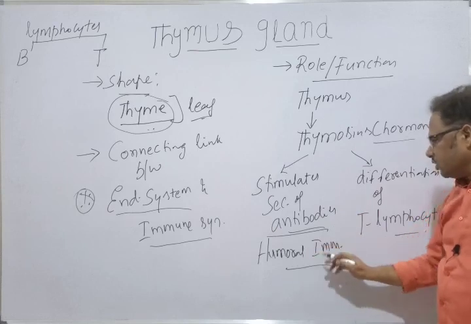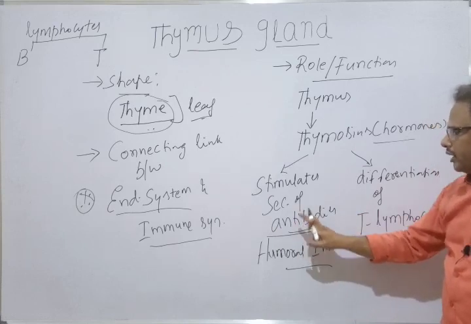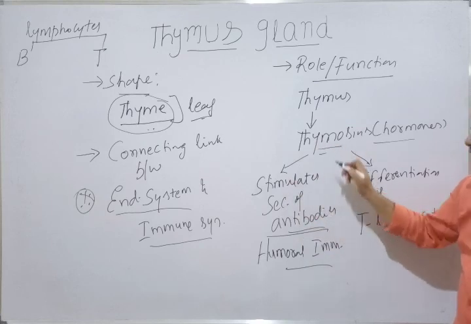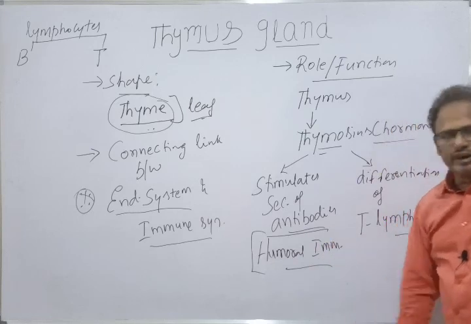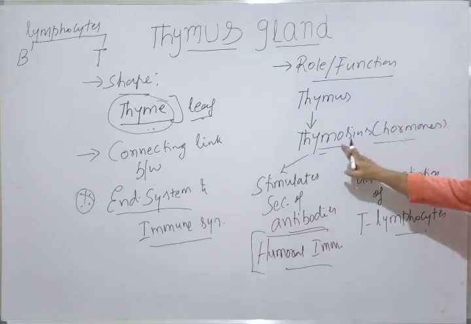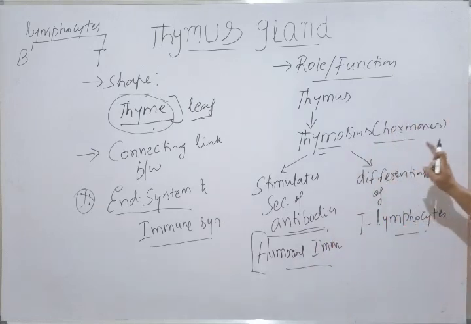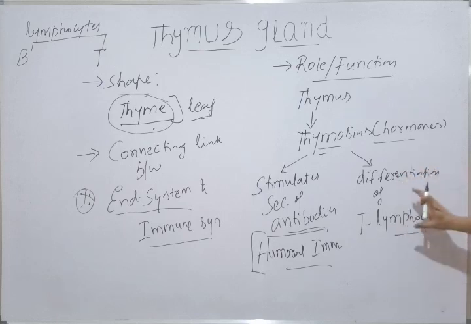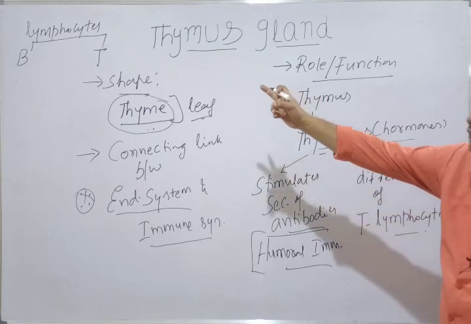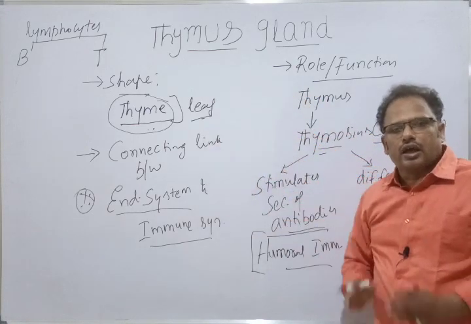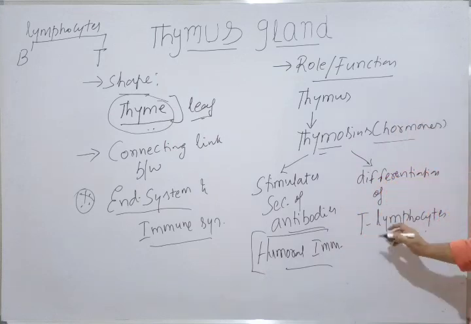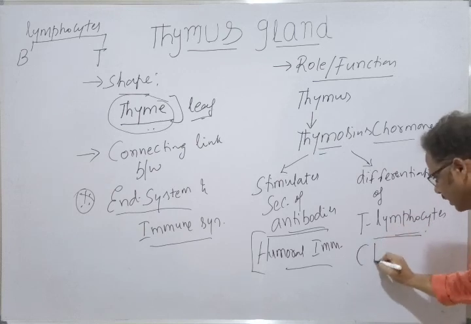So the humoral immunity is provided by the antibodies, and antibodies are stimulated by the thymosins. In this way, thymosins play a key role in humoral immunity. Next, thymosins are the hormones which also help in the differentiation of the T lymphocytes. A lymphocyte is nothing but an immune cell which provides immunity to the human body.